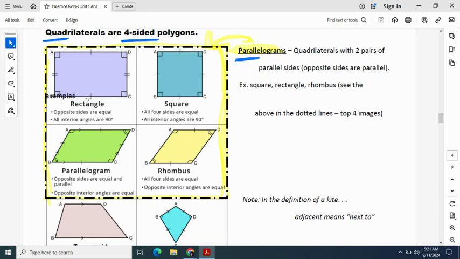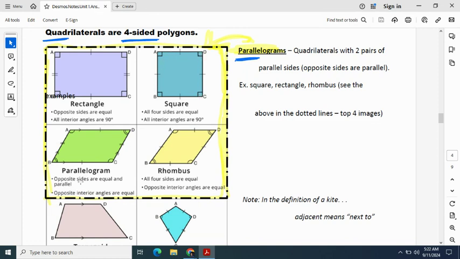If I look at a rectangle, opposite sides are equal, and the inside angles are 90. So if I were to add the angles up, it has 90 times 4, which is 360. All quadrilaterals, even down here, all of them have 360 degrees inside. A square, all sides are equal or congruent, and again, 90 times 4 is 360.